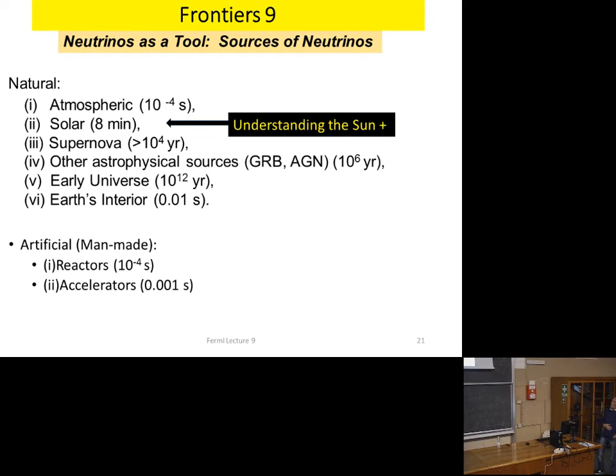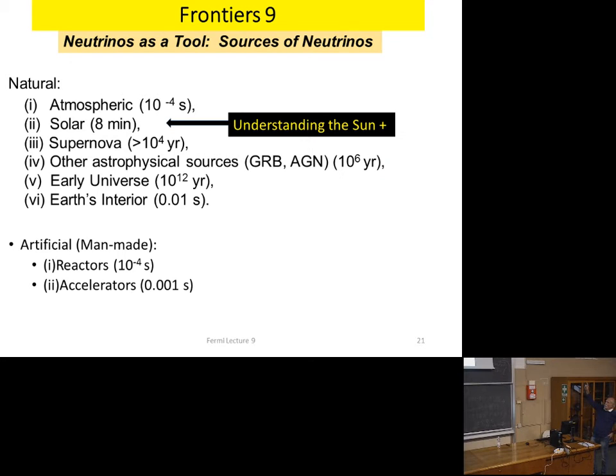If I talk about neutrinos that come from the sun, it takes about 8 minutes for the neutrinos to get to us. If I talk about neutrinos that come from a supernova somewhere, it's 10 to the 4th years, and so forth. So I talked about early universe is 10 to the 12th years. So these neutrinos, because of the fact that they mix together and so forth, they're going to have rather different features depending on what the sources are, in addition to different energies and so forth.